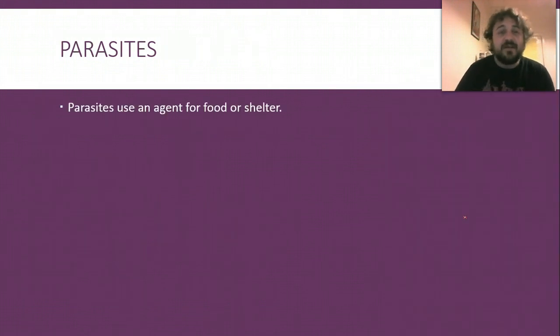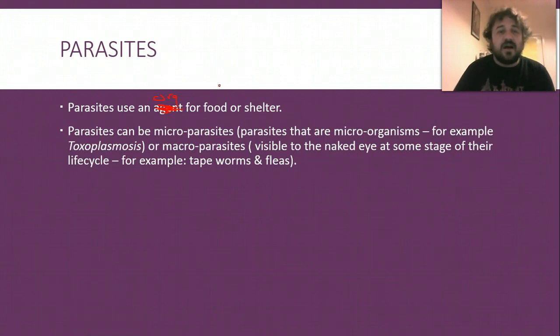Alright, so a parasite. Parasites are anything that uses an organism, let's just say an organism, because we use agent to mean something different, for food or shelter. So you can have microparasites, things like toxoplasmosis, which we'll show you in a second, or macroparasites. If at one stage during its life cycle you can see it with the naked eye, that's a macroparasite. If it's tiny forever, that's a microparasite.